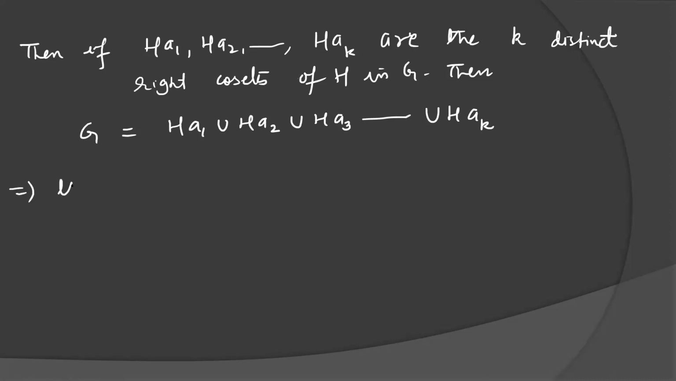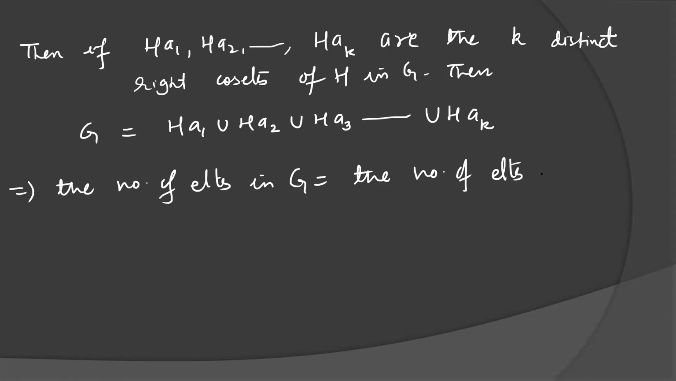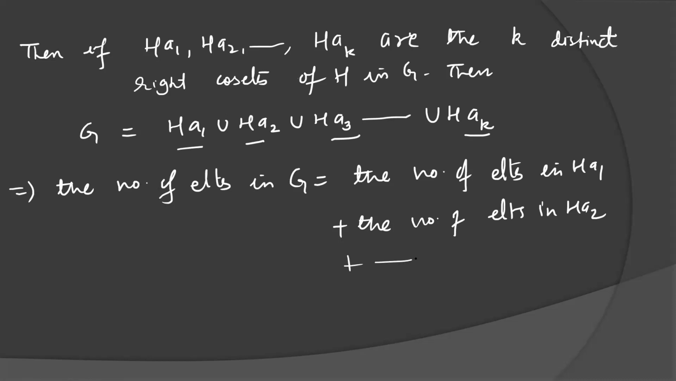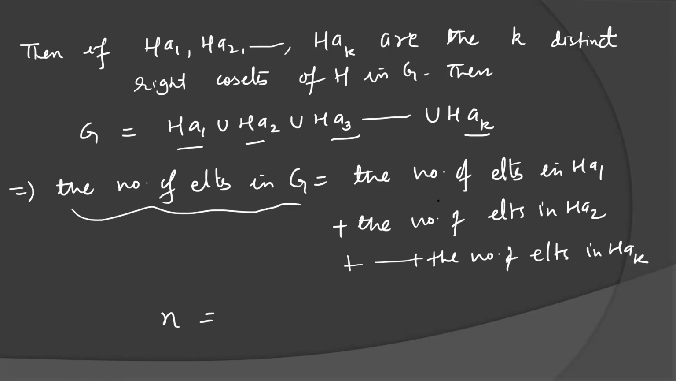Or you can say the number of elements in G is equal to the number of elements in Ha1 plus the number of elements in Ha2, all the elements are distinct actually, plus so on, the number of elements in Hak. So how many elements in G? That is actually n. I am supposing n is the order of the group.